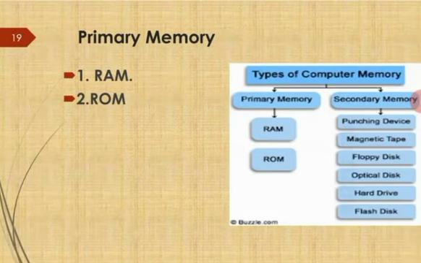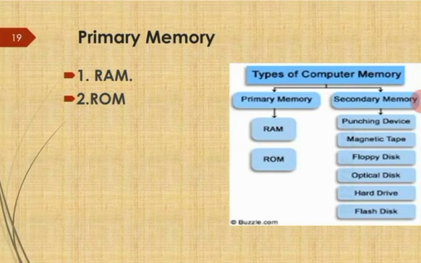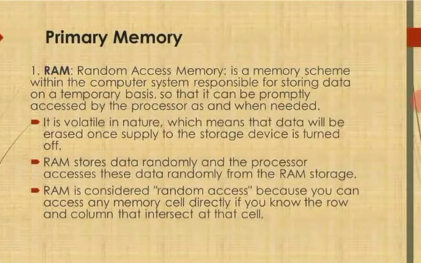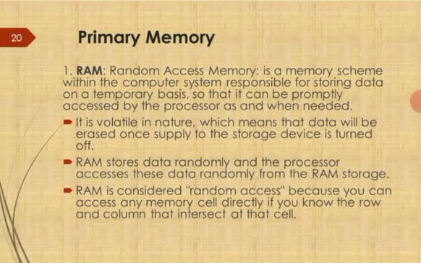Now let's talk about the primary memory in a computer system. The primary memory has two components: firstly the RAM and secondly the ROM. We're going to talk about these two in the next slides. Starting with the RAM, what is RAM? RAM is an abbreviation of random access memory.